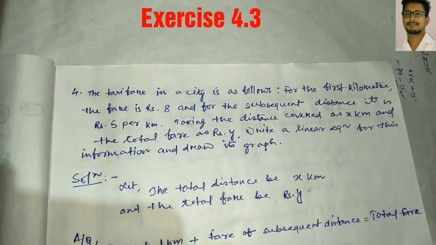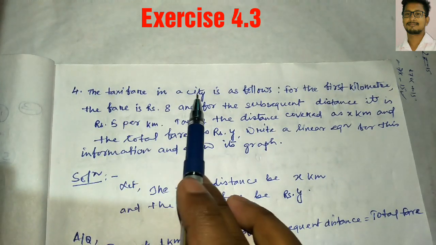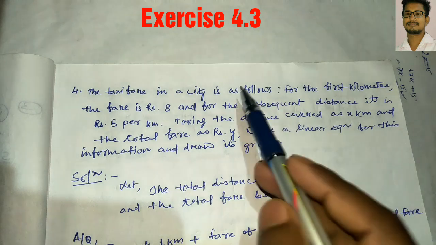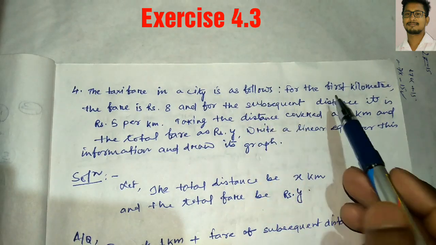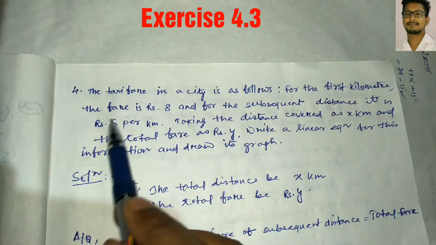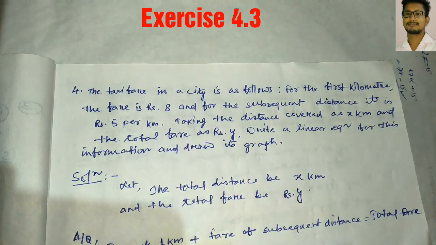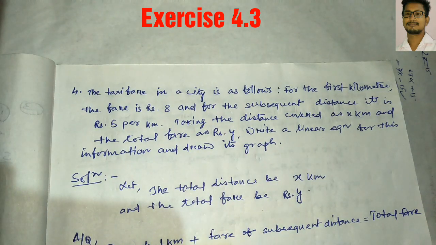Now question number 4, let us see what is given here. The taxi fare in a city is as follows. They have given the instruction here. For the first kilometer the fare is 8 rupees. When you travel 1 kilometer, then you have to pay how much there? For the first kilometer you have to pay 8 rupees.